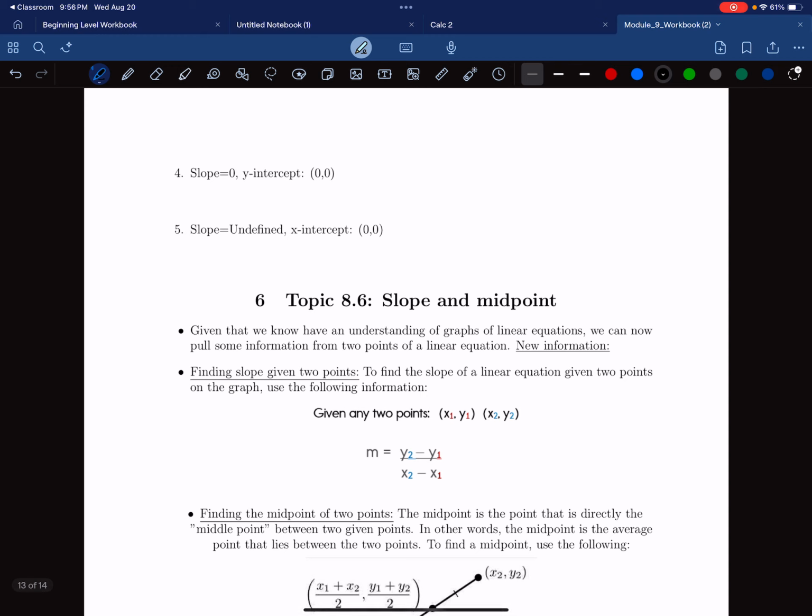Now looking at our last couple examples, slope of 0, y-intercept of 0, 0. Well, our slope is 0, so that means we have a horizontal line that looks like this. So it's going to be y equals some value, and our y-intercept is at 0, 0. So we're going to have y equals 0. And for our last one, we have an undefined slope, which means vertical line. And when we have a vertical line, that's x equals some value. And our x-intercept is at 0, so we have x equals 0.